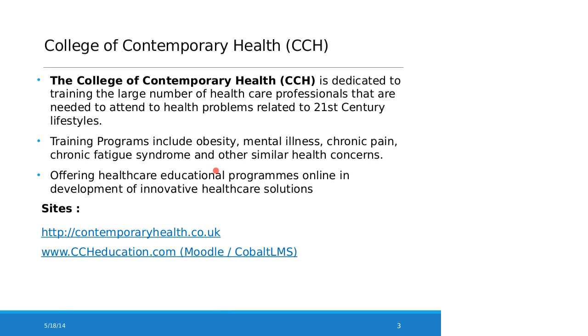College of Contemporary Health is an offshoot of Chester University from the UK, and as you see, their main goal is to train a large number of healthcare professionals, especially in the areas of obesity and mental illness. These are contemporary health issues that they deal with, and they want to train learners in these areas. That is their prime goal.